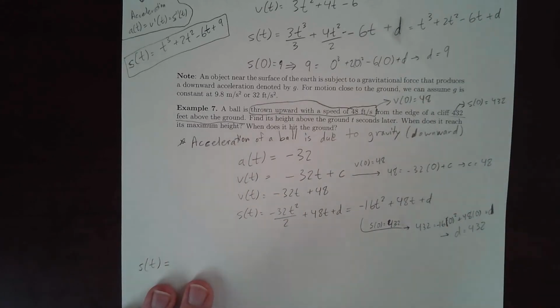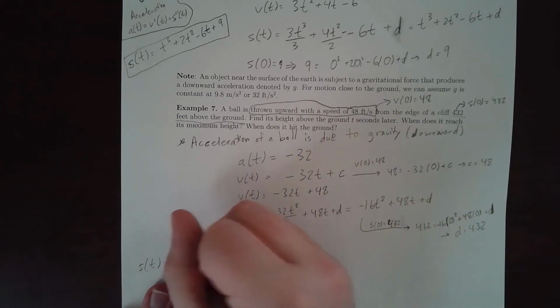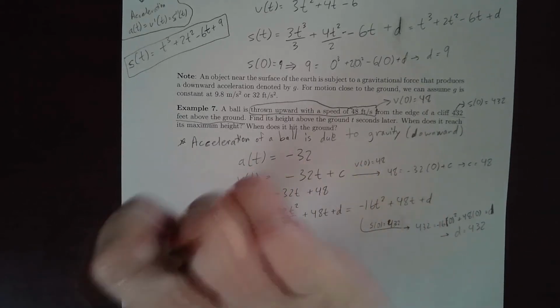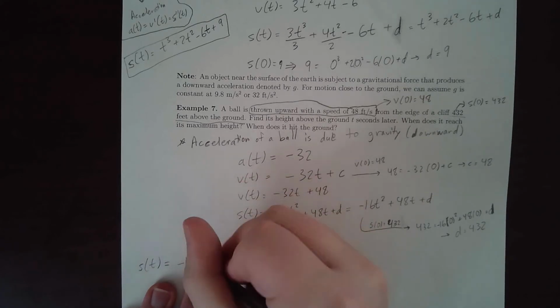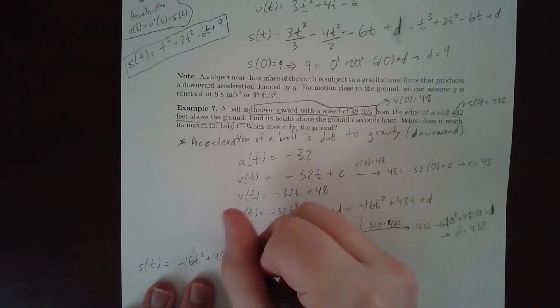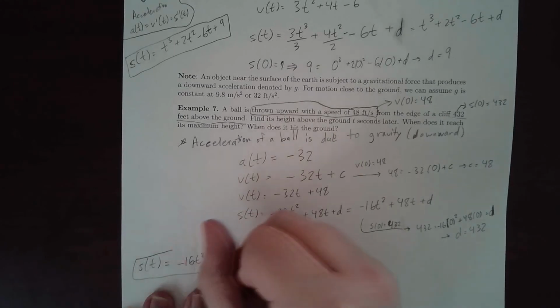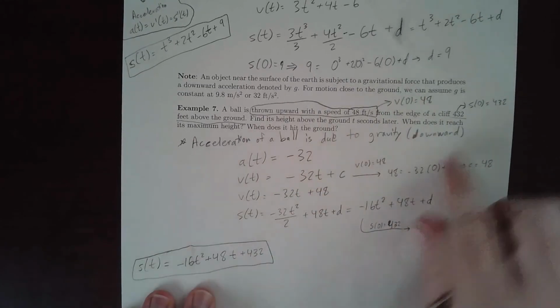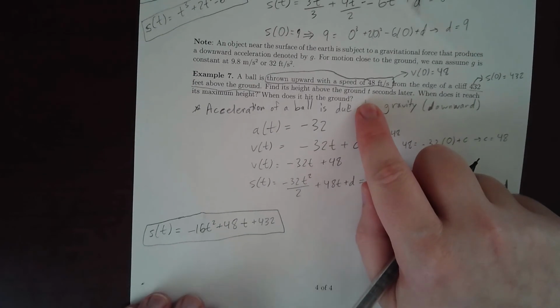And so that means that s of t, which will answer part of what we need, our position, is going to be negative 16t squared plus 48t plus 432. So this will help us figure out the position or the height above the ground t seconds later.